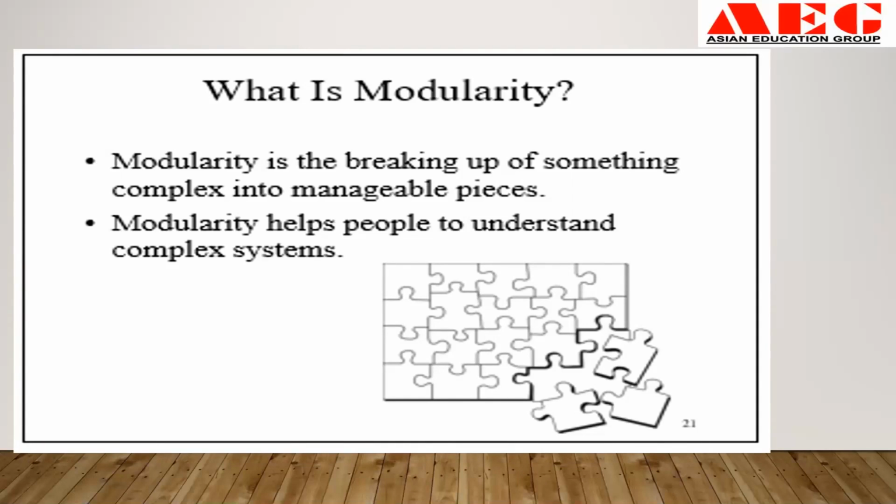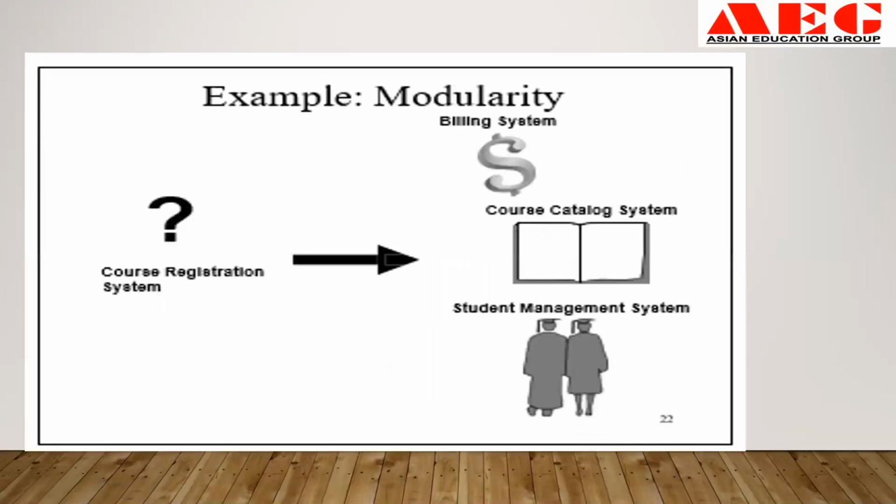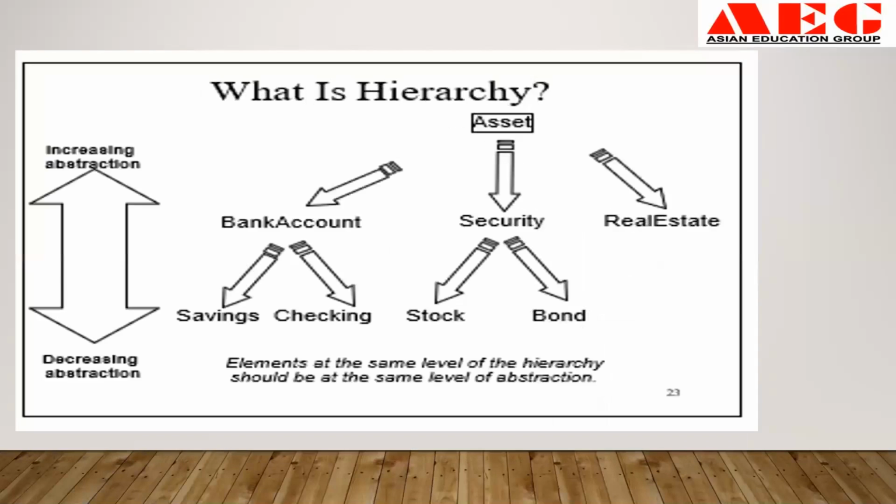So in C++ or in Java, we create different methods to do different processing, and then we club them into one class, which is called modularity. Example of modularity: let's suppose a course registration system is there, a billing system is another, a course catalog system is another, and a student management system. The student management system has different modules. Course registration system is one module, billing system is another module, and course catalog system is another module. These are all modules of the student management system.